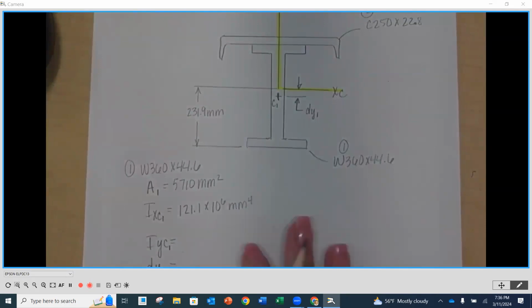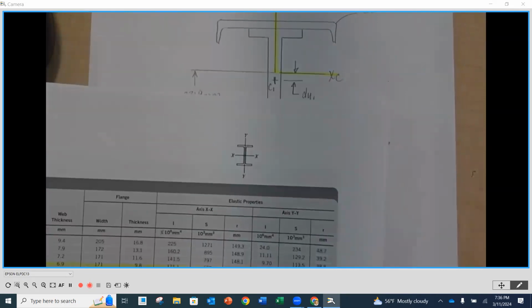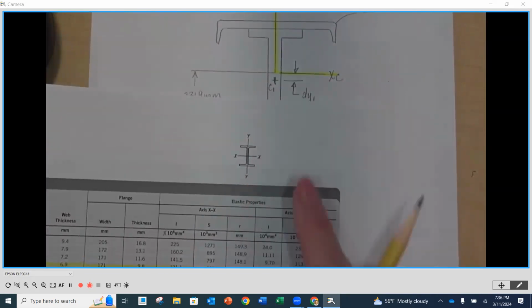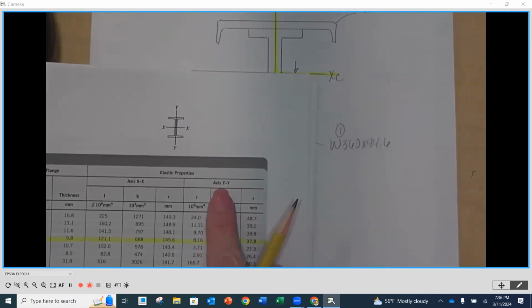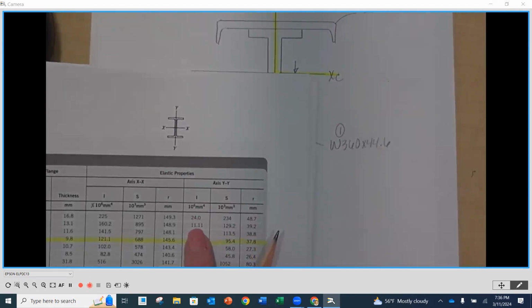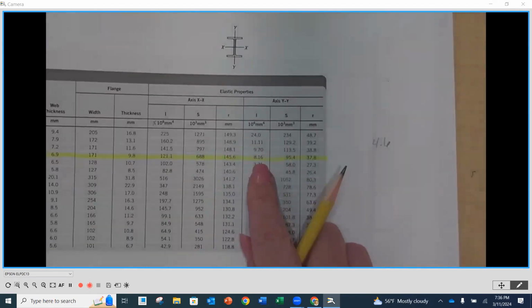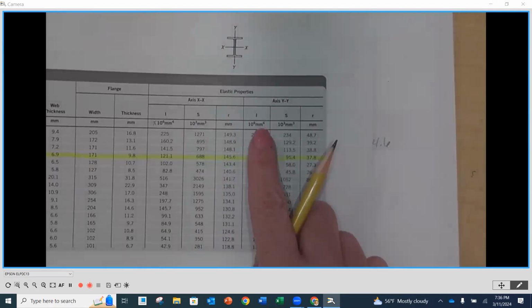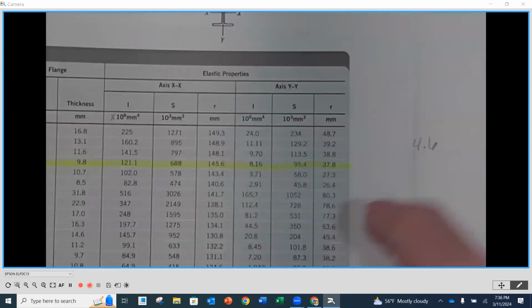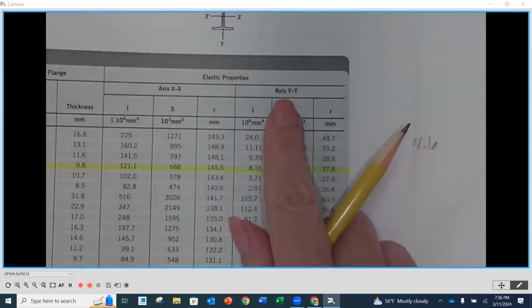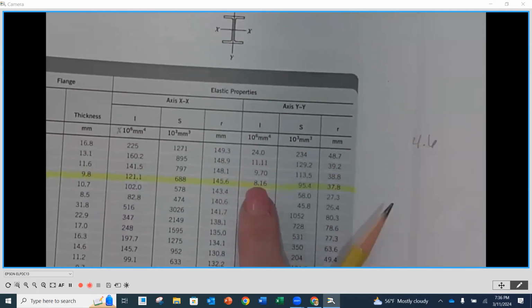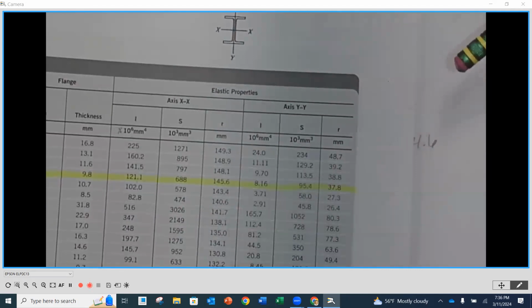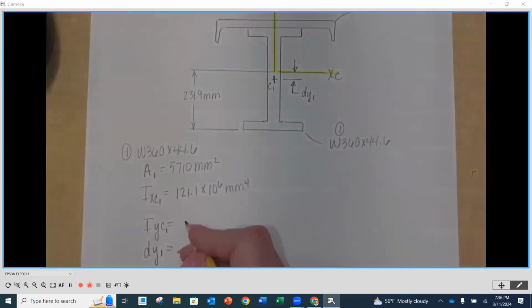Now we need to do it about the y-axis. And again, since our orientation matches the way ours is, we're going to go to the y-axis column, and I is the first column under there. So our I is going to be 8.16 times 10 to the 6th. I'll zoom in here one more time. Y, here's the I, 8.16 times 10 to the 6th.